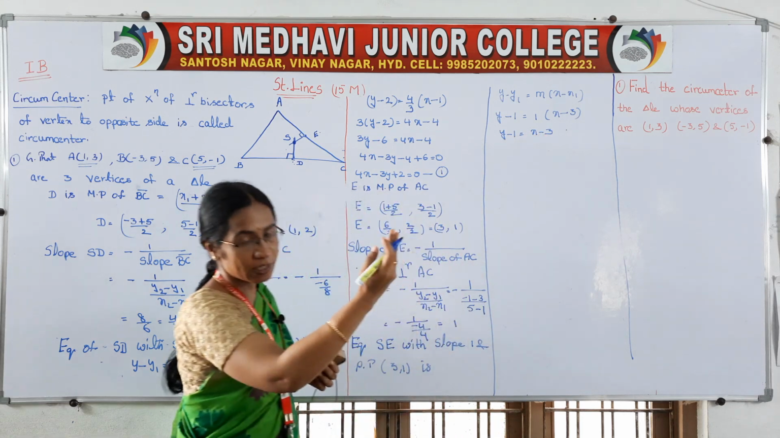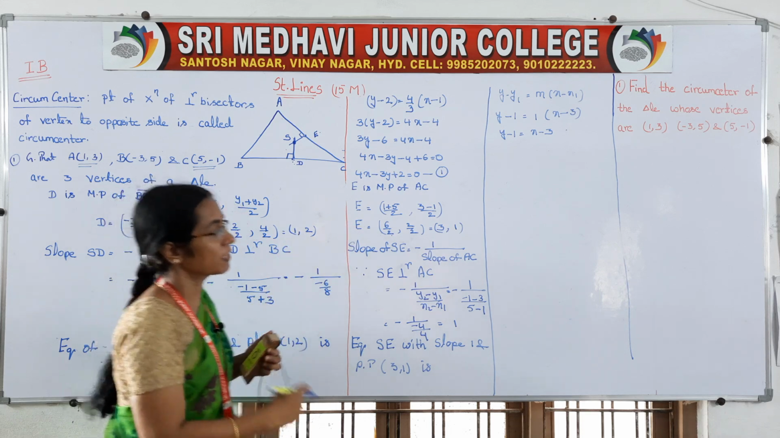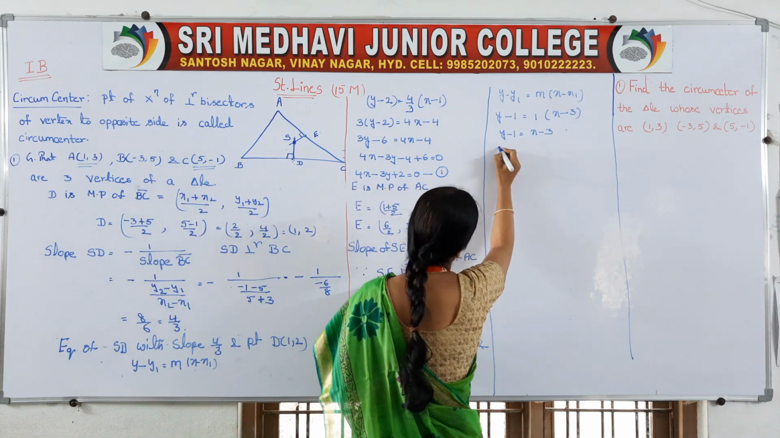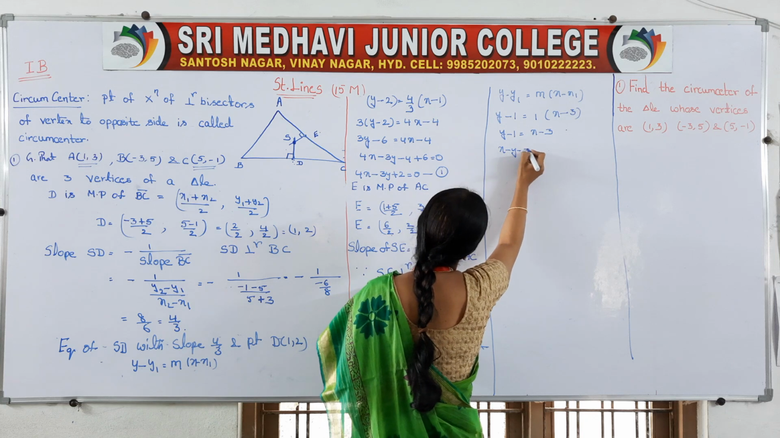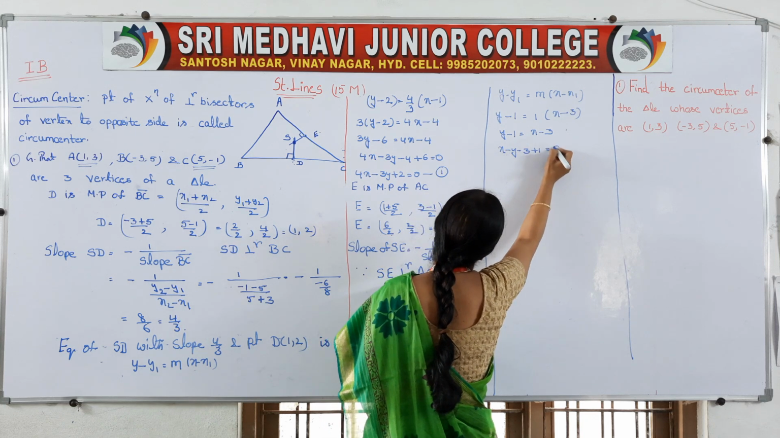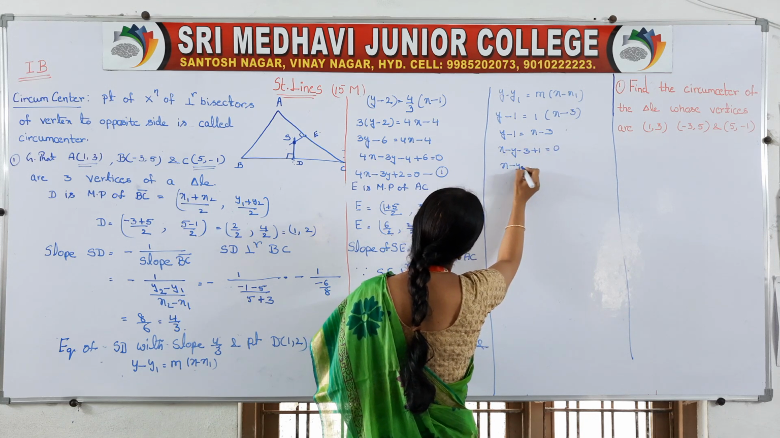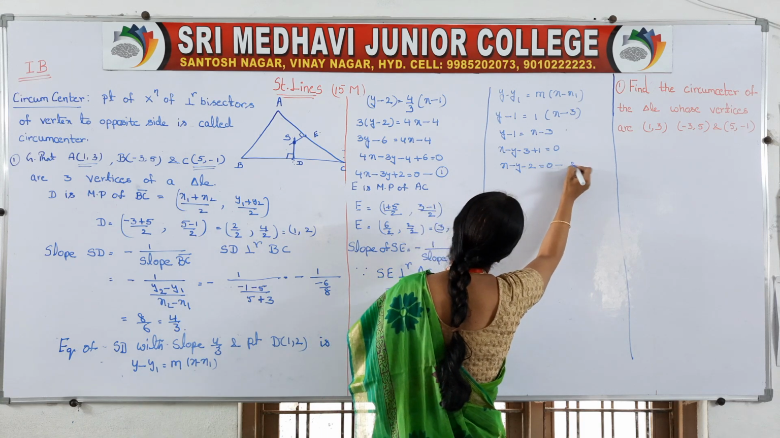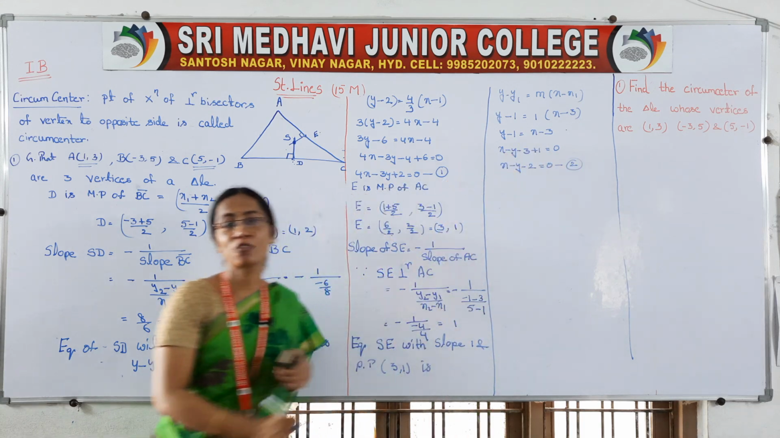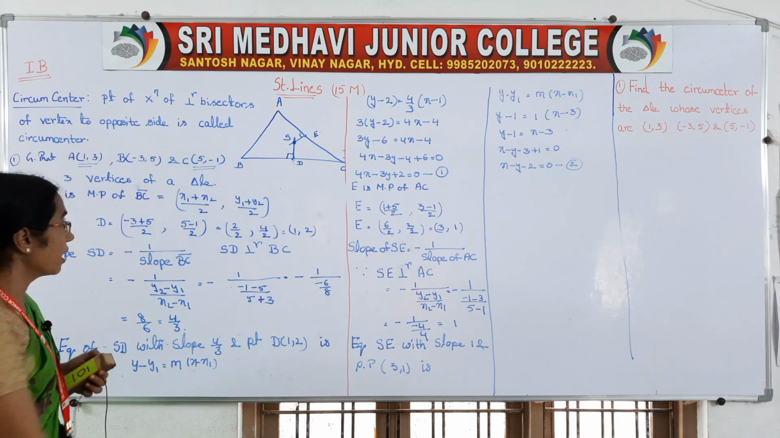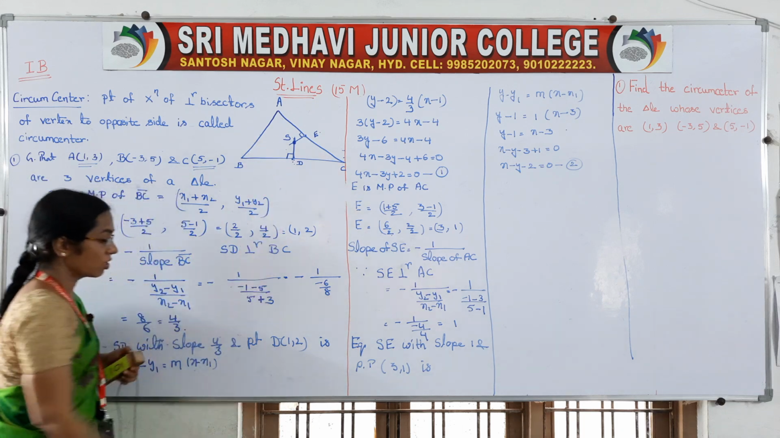First x term, then y term, then constant term. Send these values to the other side: x minus y minus 3 plus 1 is equal to 0. x minus y minus 2 is equal to 0. This is the equation of SE. We got SD, equation number 1.